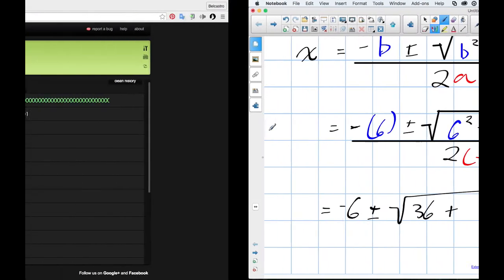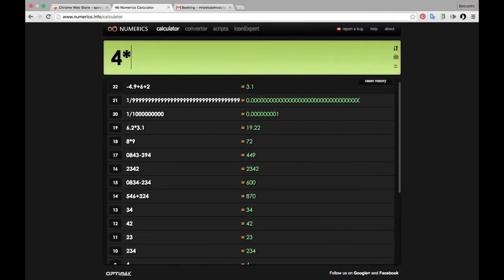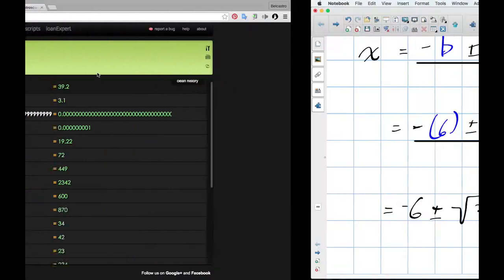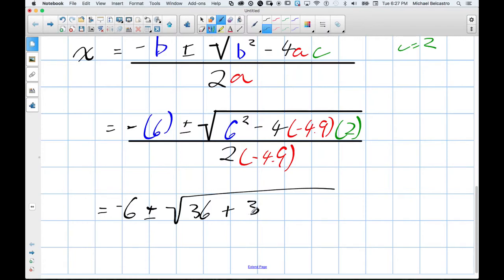4 times 4.9 times 2, so 4 times 4.9 times 2. I didn't put the positives or negatives in here because I already evaluated whether it would be a plus or minus. I just want the absolute value. So 39.2. So we're adding 39.2 to it. And then all of that is going to be divided by 2 times 4.9, which will be 9.8, negative 9.8, I believe.